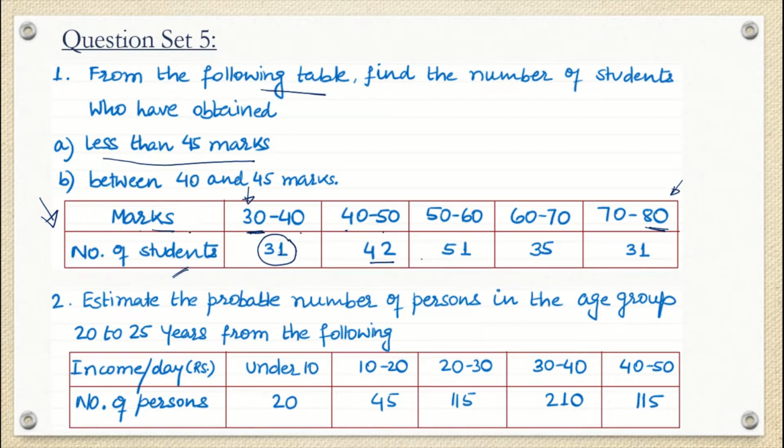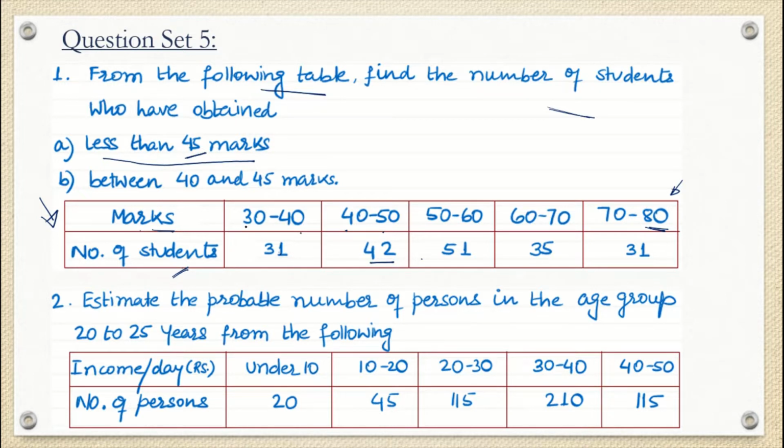Now they are asking to find the number of students who have obtained less than 45 marks. We right now don't know how many students have scored less than 45 marks. If somebody asks how many students have scored less than 40 marks, what will we say? The table starts with the marks 30, and maybe the table does not contain entries for marks before 30. That information is not given to us.